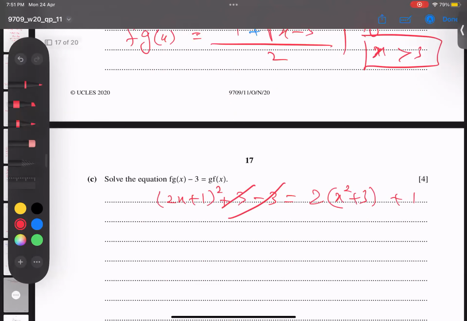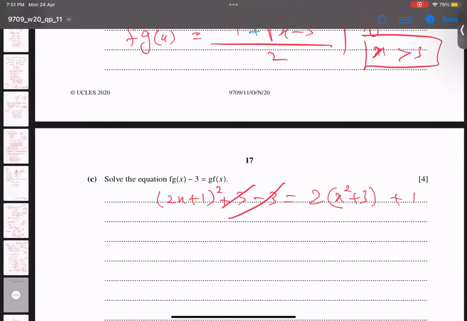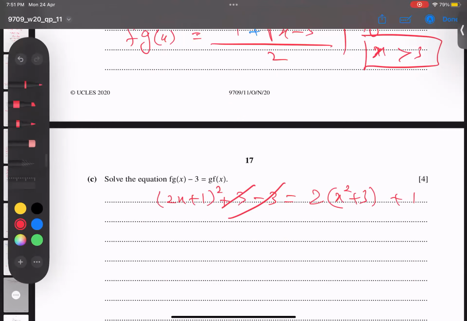Finally, I reach here. I have to solve it. 2x squared plus 6 plus 1. And here I got 2x plus 1 whole square. Let me recheck. Yes, correct is going on. Yes, exactly right.